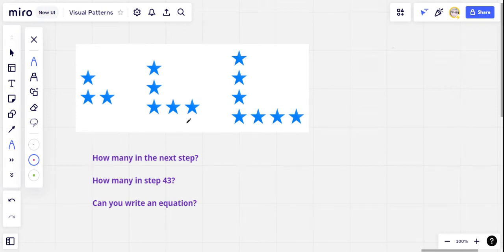Hello, everybody. Today we have another visual pattern challenge. In this challenge, you've got a pattern. Here's step one of the pattern. Here's step two. Here's step three.